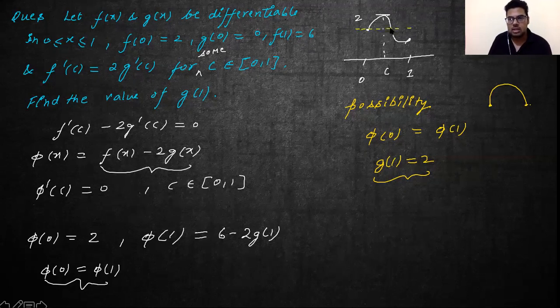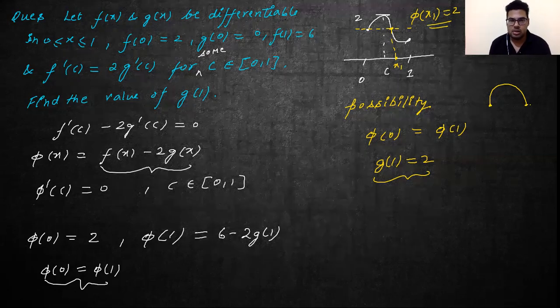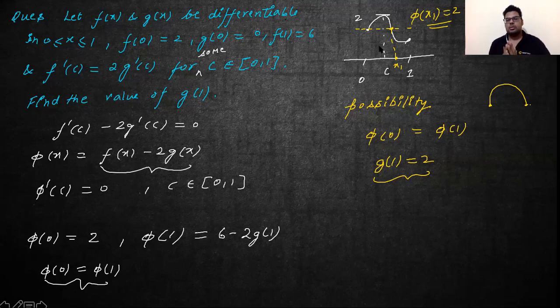So here in this case, this was the value where phi of, let us say, this x1 was equal to 2. So phi of x1 was 2. Phi of 0 was also 2. And in that interval, you can easily find out a c where phi dash c equals 0. Still, g of 1 is not equal to 2 in this case, right? So again, to conclude, g of 1 equals 2 is the answer.